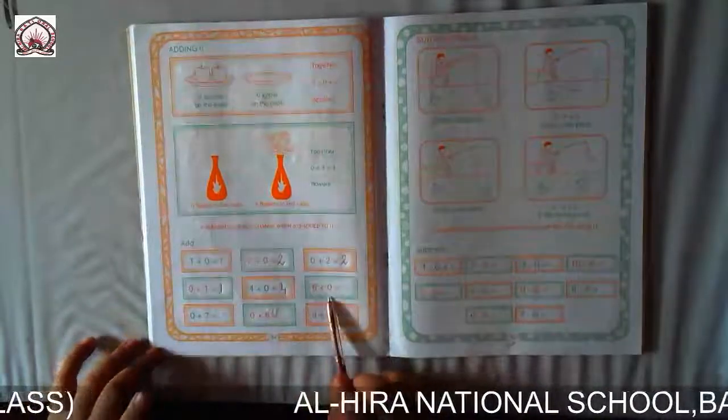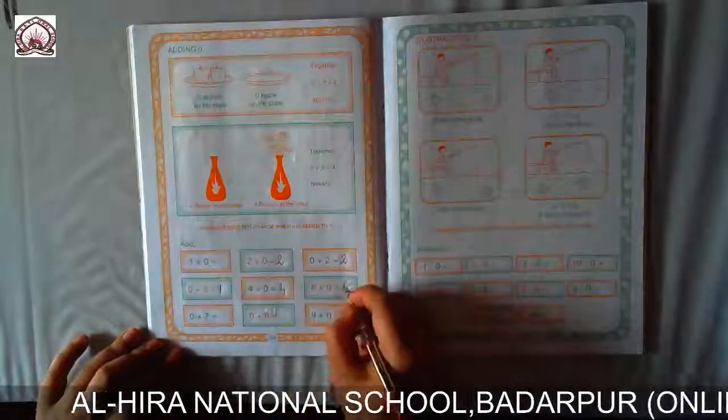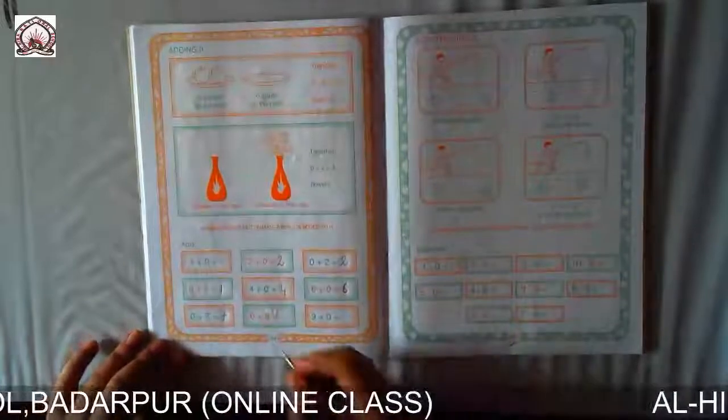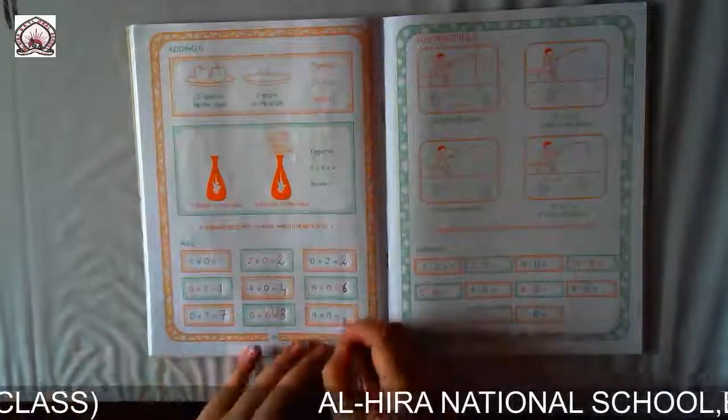1. Then 4 plus 0, 4. Then 6 plus 0, how much? 6. Yes, 6. Then 0 plus 7, how much? 7. Then 0 plus 8, 8. We get 8 only as the answer. Okay, and 0 plus 9, how much?